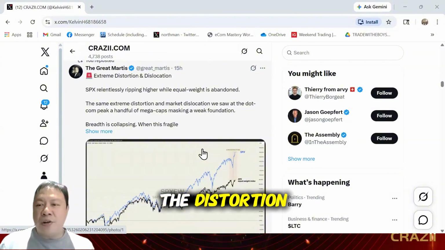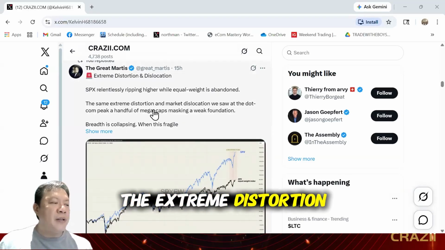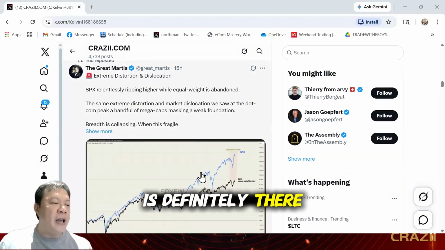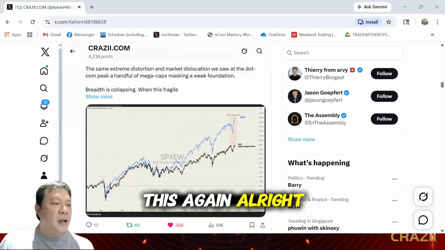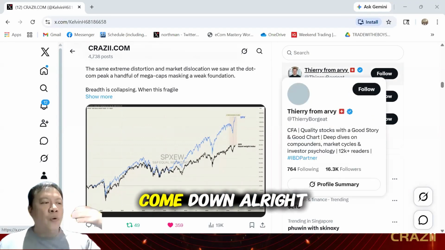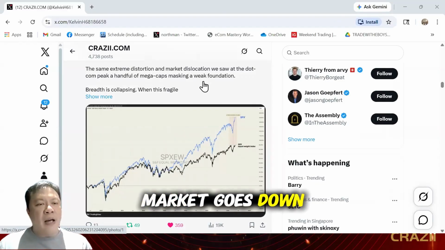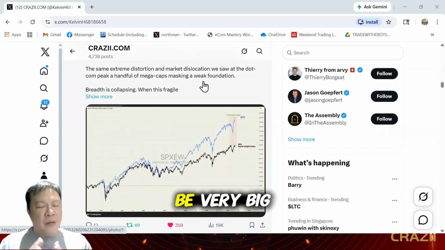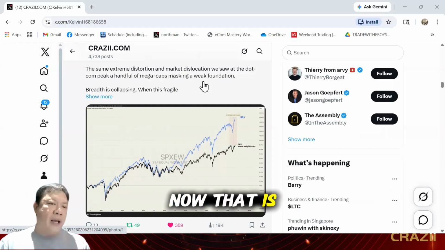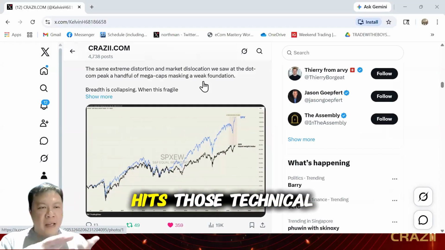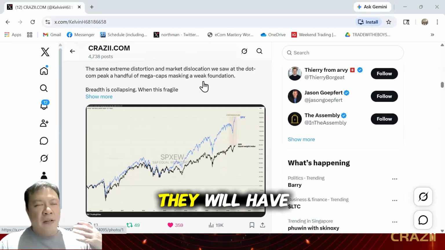And now the distortion is really big. The extreme distortion and market dislocation is definitely there. You need to click on the screen to understand better. Okay, so for gold, let me explain this again. If the stock market does come down, it has to be because of something. If the stock market goes down because oil is shooting up, then inflation will be very big, and therefore both Dow and gold will come down. Okay, and that is what happened. Then once it comes down and hits those technical points, we can buy from the bottom, because if the market wants to be safe, they will have to print money.